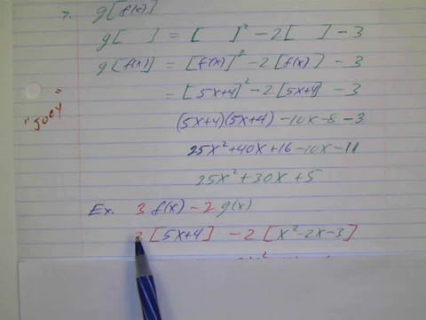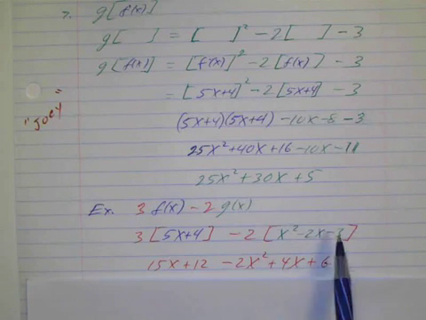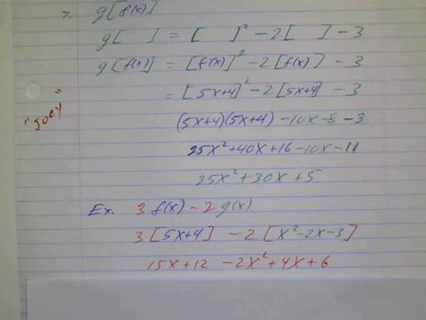3 times 5 is 15. 3 times 4 is 12. So that's 15x plus 12 minus 2x squared. A negative times a negative is a positive 4x. And a negative times a negative is a positive 6.